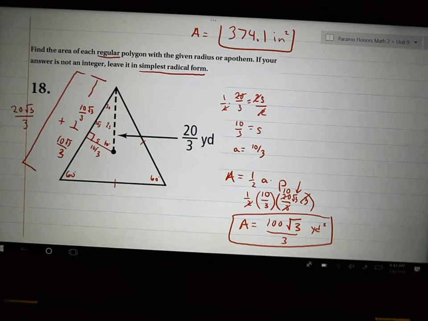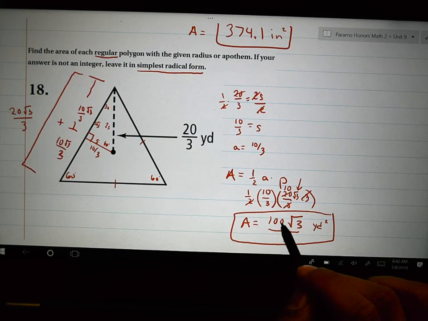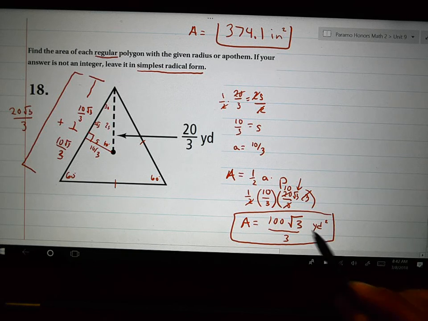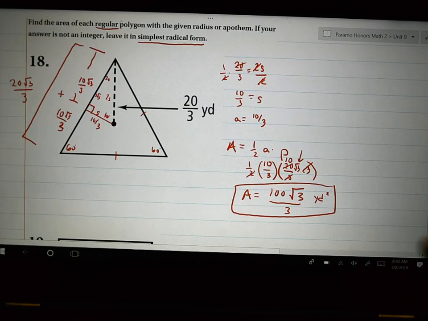One other thing I could say. This says 100 over 3 root 3. If you gave me your answer as 33.3 root 3, that would also be acceptable, I guess. But this answer is okay. I'm good with that.